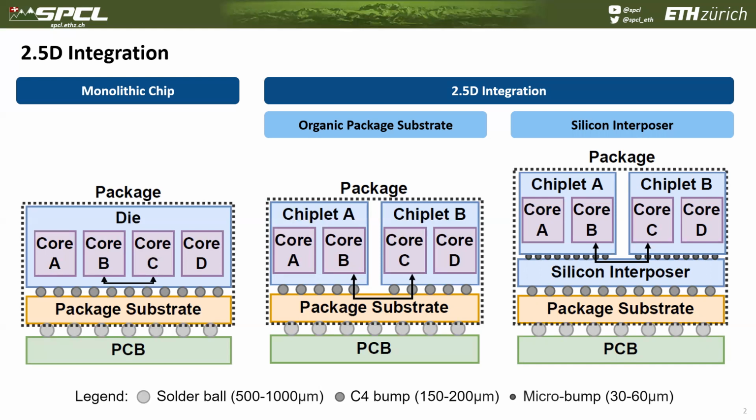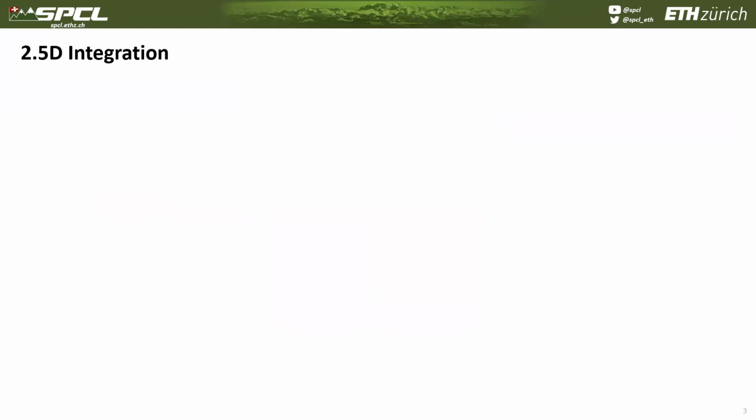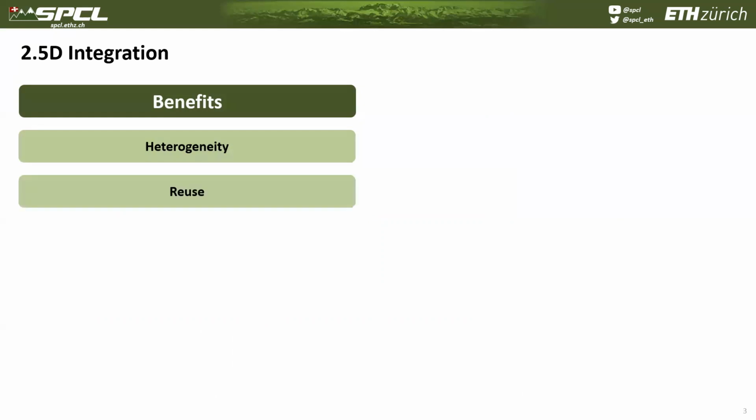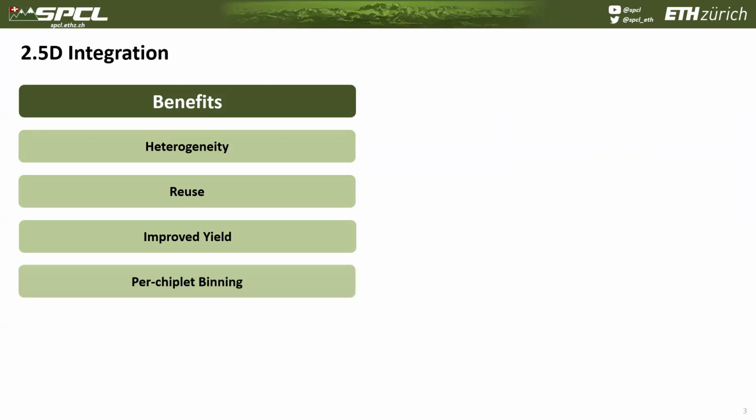So we have already seen one disadvantage of 2.5D integration. So why do we even care about it? Well, 2.5D integration comes with a lot of economical benefits. On one hand, we have heterogeneity. This means that we can integrate different chiplets that are fabricated in different technology nodes into the same package. Furthermore, we can reuse a single chiplet design in multiple chips. Then we have improved yield because chiplets are usually much smaller than monolithic chips. And we can perform per-chiplet frequency and power binning.